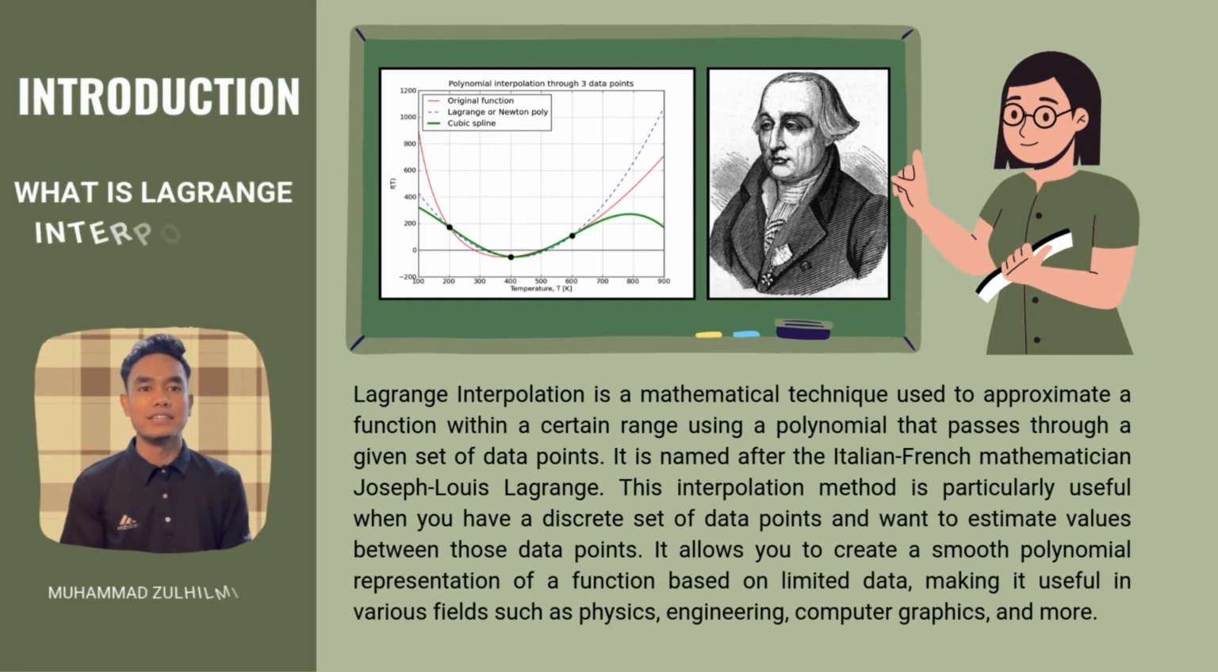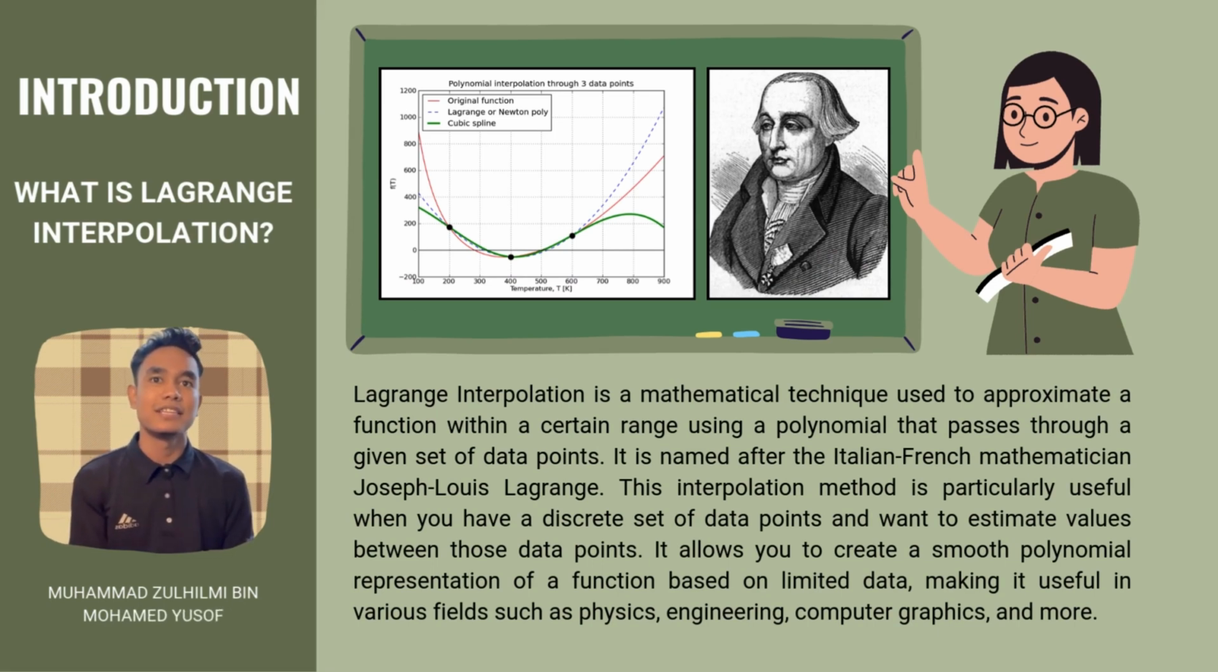Lagrange interpolation. So, what is Lagrange interpolation? Lagrange interpolation is a mathematical technique used to approximate a function within a certain range using a polynomial that passes through a given set of data points. It is named after the Italian-French mathematician Joseph Louis Lagrange.